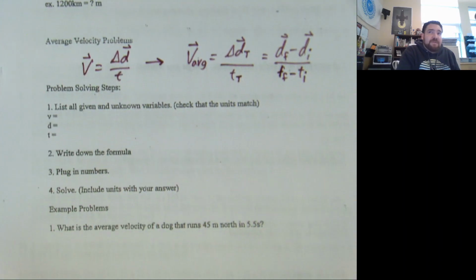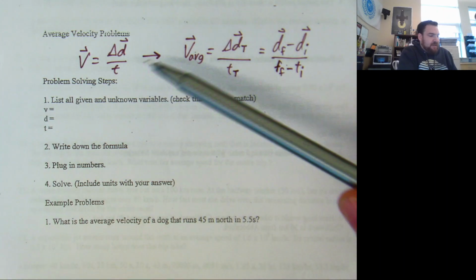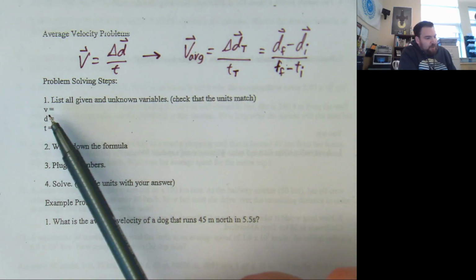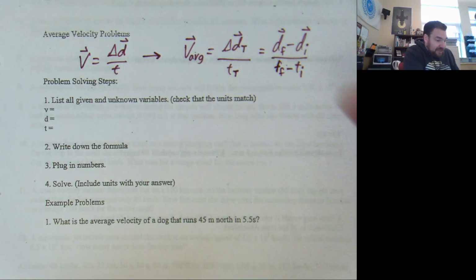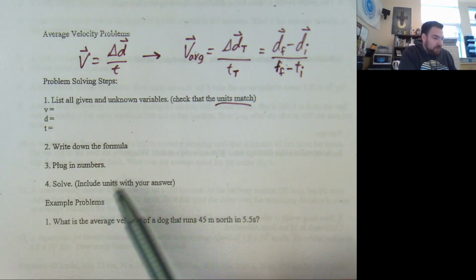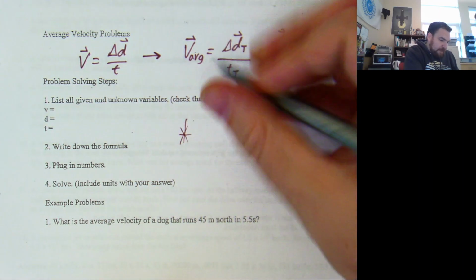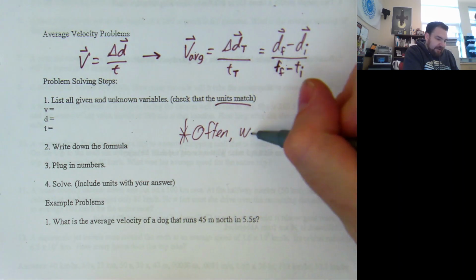So I've already modeled it once, but I'm going to formalize it here. These are the problem-solving steps I want to see. In every question I give you, I want you to list all of the given and unknown variables and match the units. I want you to write down the formula, plug in the numbers, and solve. Often, we'll include a diagram.